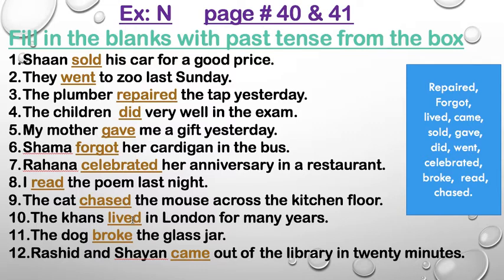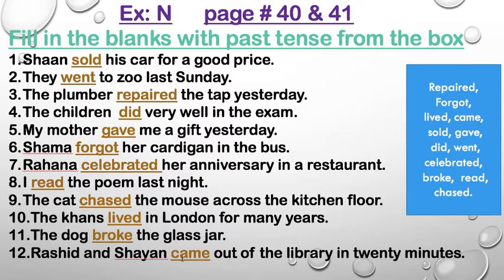Again the word is ending with E. So what we are doing, we are just adding D to the verb in order to make it into a past tense. So again it is a regular verb. Next one, the dog dashed the glass jar. Broke. What is the present form of broke? Break, isn't it? So break is written as broke in order to make it past tense. And what form is it? It is irregular, isn't it?